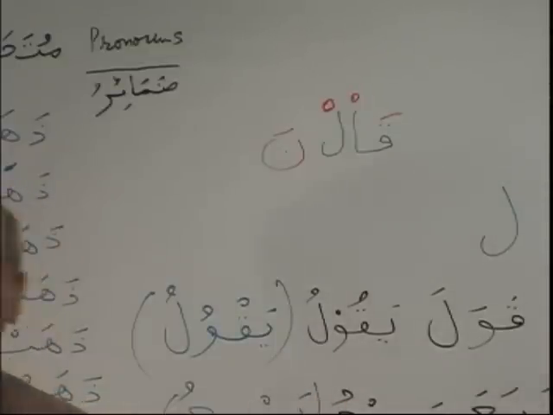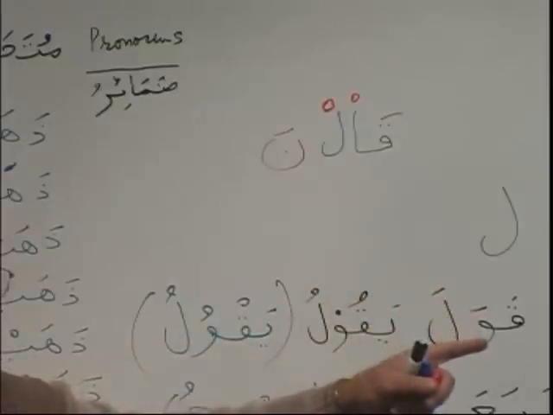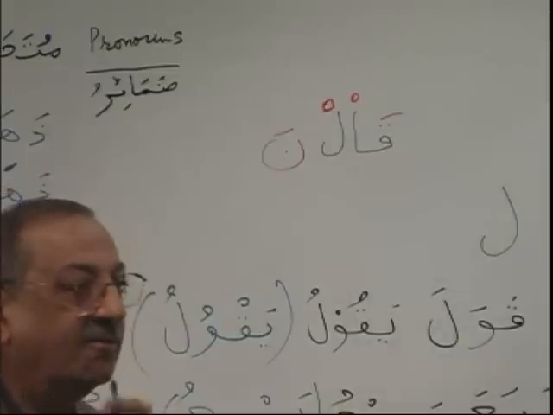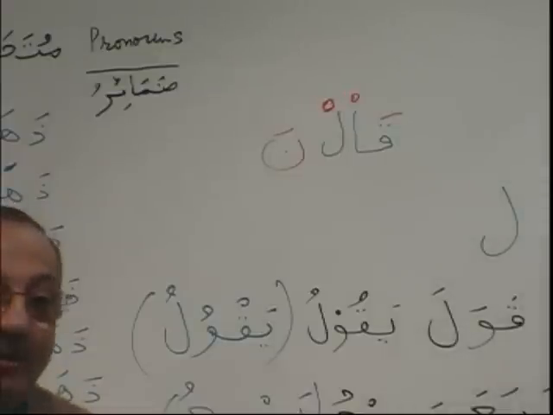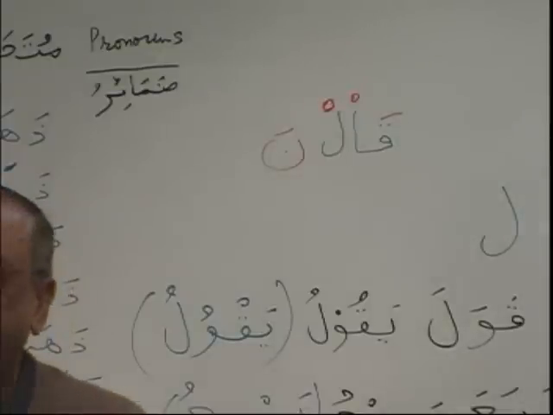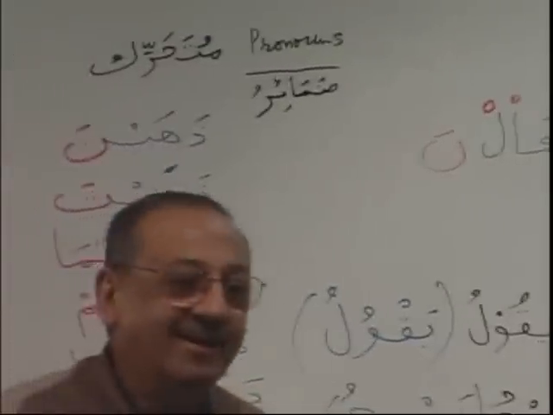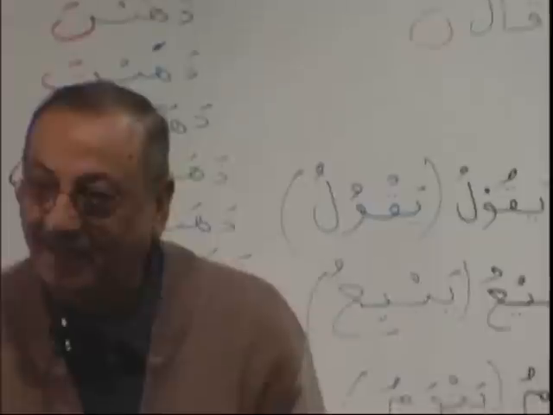Then if there is a meeting of two letters, two sakin, and if one letter happens to be a weak letter, waw or ya, you drop it. But what happens when both letters are sound? You can't drop it, brother. Then we've got to put on our surgeon's gown and do a little more surgery. That will come in lesson number 29.